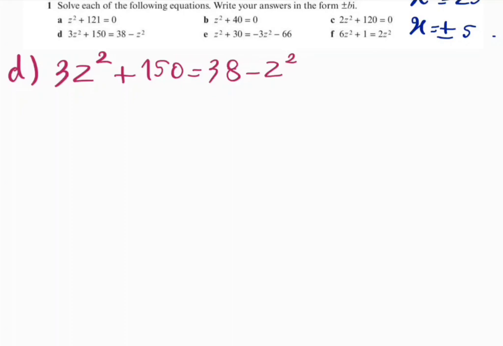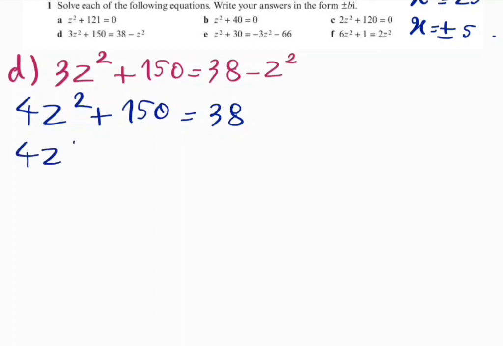D, 3z squared plus 150 is equal to 38 minus z squared. So let's add z squared to both sides, so we can get rid of the minus z squared on the right hand side. We get 4z squared plus 150 is equal to 38. Now take away 150 from both sides. 4z squared is equal to minus 112. Dividing both sides by 4, z squared is equal to minus 28.